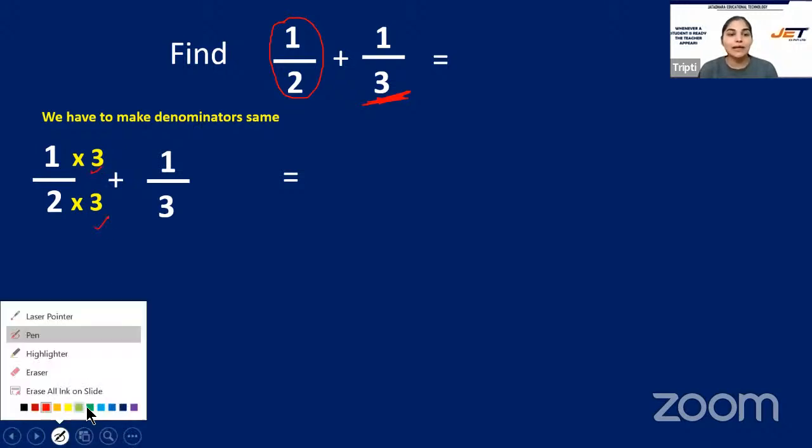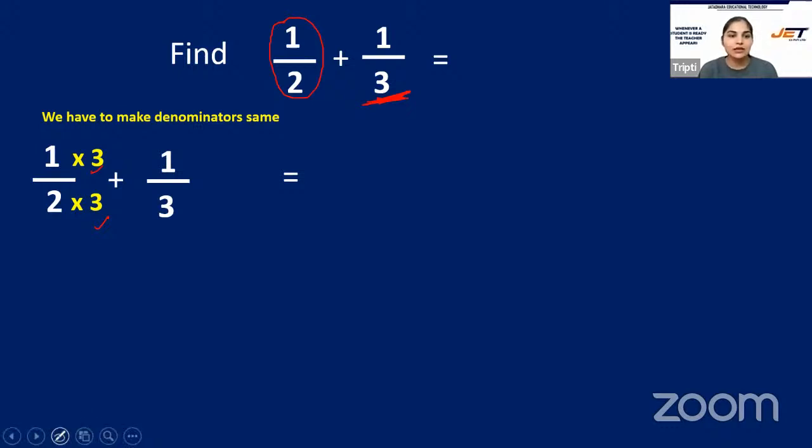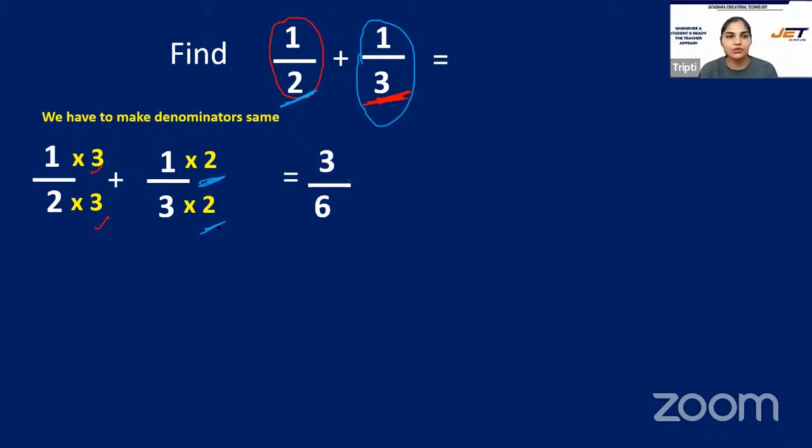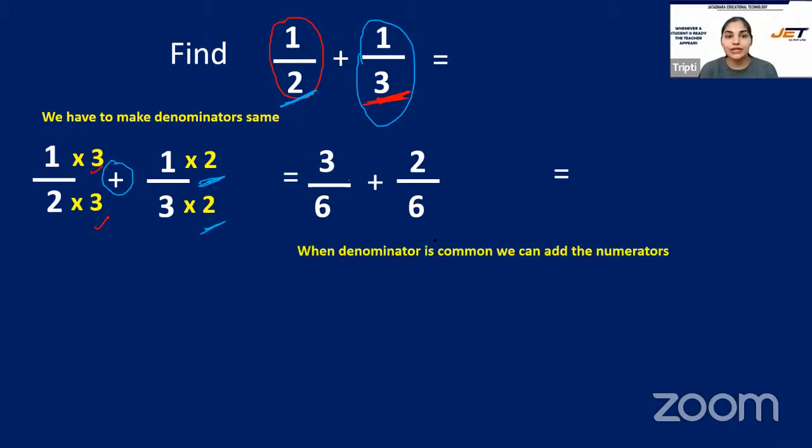Next step is to multiply the second fraction with the denominator of the first fraction, as you can see here. I have multiplied the second fraction, which is 1 by 3, with the denominator of the first fraction, which is 2. So here it is 1 by 3. 1 times 3 is 3. 2 times 3 is 6. Plus, over here, 1 times 2. 1 times 2 is 2. And 3 times 2 is 6.